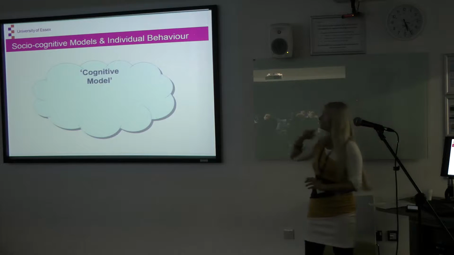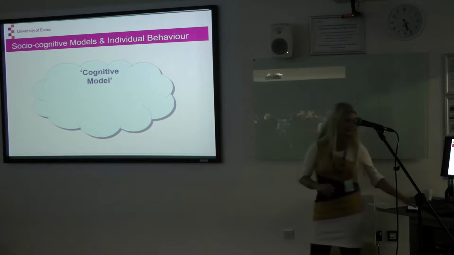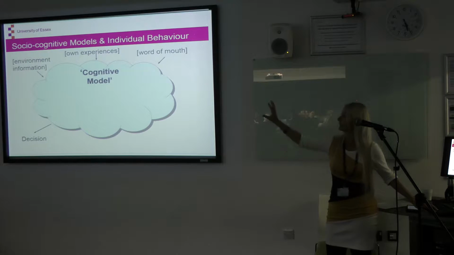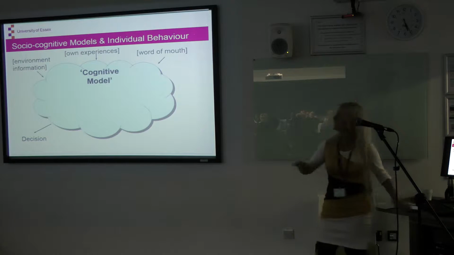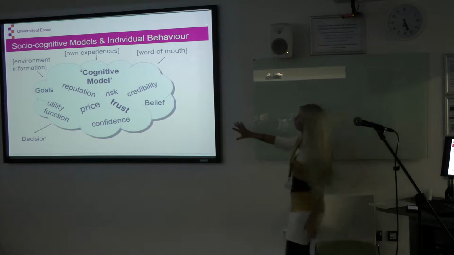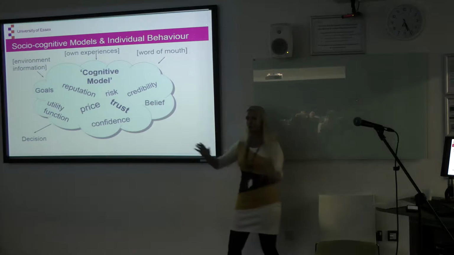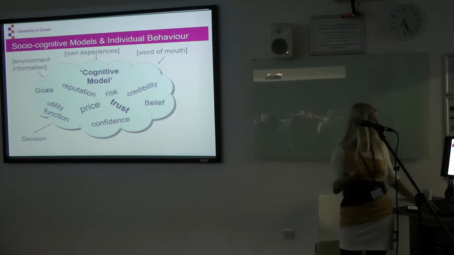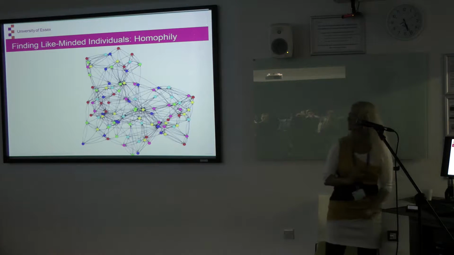So we're trying to understand these systems as having cognitive models. And these cognitive models can take on the environment information, experiences, things like word of mouth, reputation, and they can include all sorts of characteristics that you wouldn't normally attribute to a piece of code. But this is what we are trying to establish.